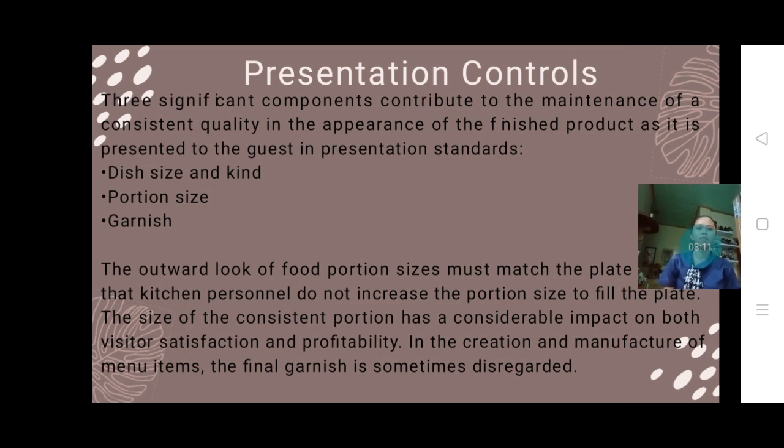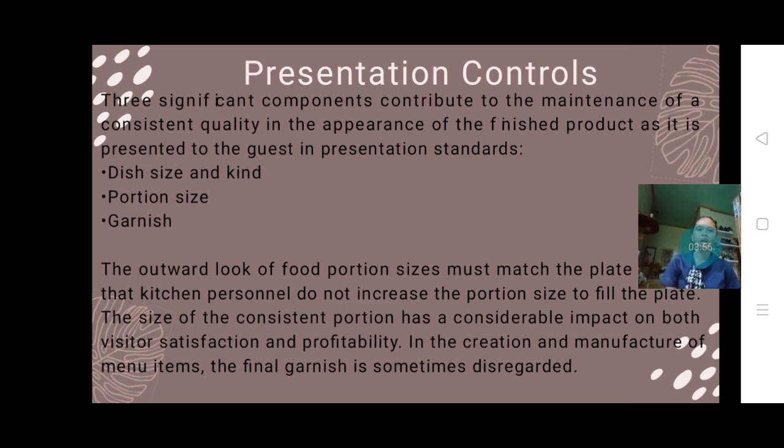Dish, size and type, portion size, and garnish all play vital roles in ensuring that the food looks visually appealing and meets customer expectations. It is crucial that portion sizes are consistent and proportional to the plate size to avoid overfilling or underwhelming guests. Additionally, garnishes are often overlooked but can add a touch of elegance and elevate the presentation of the dish. By paying attention to these components, catering businesses can enhance visitor satisfaction and profitability.